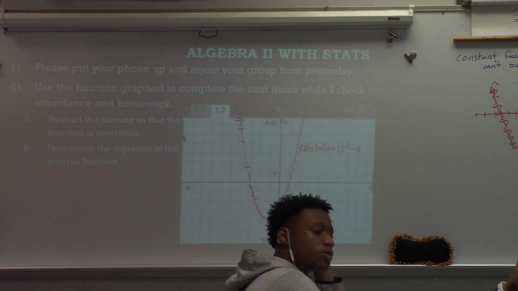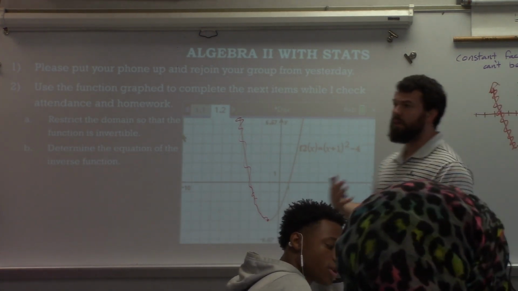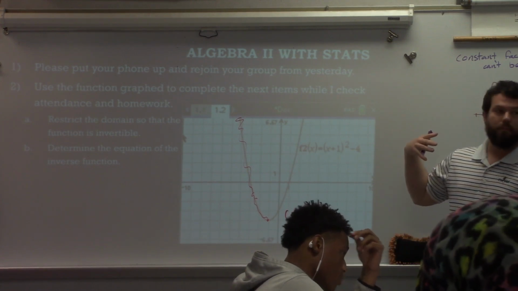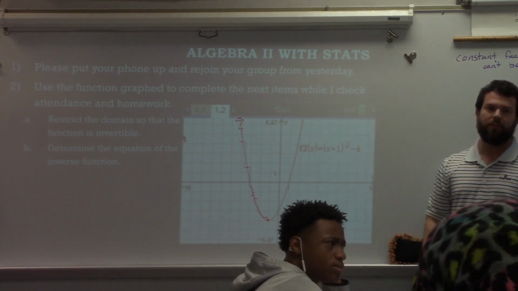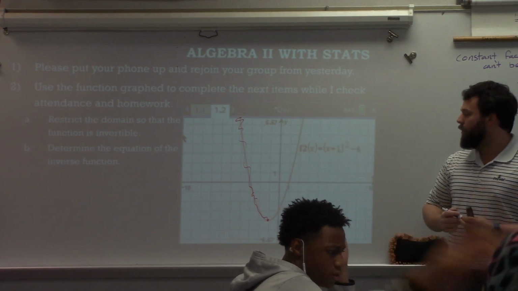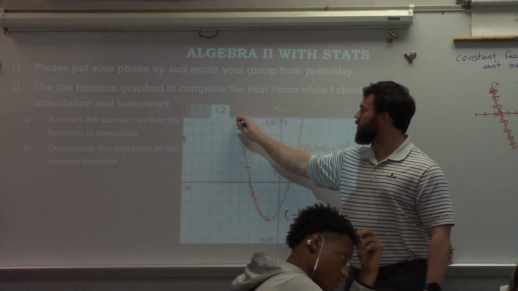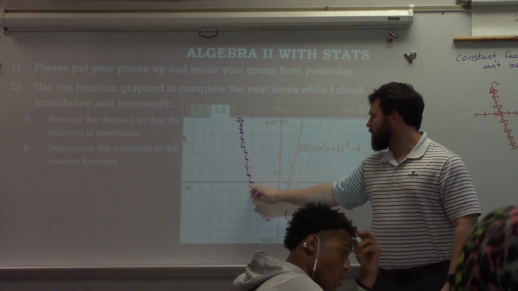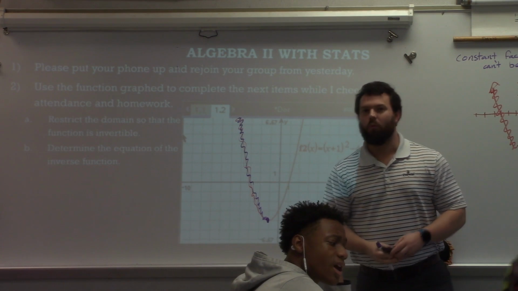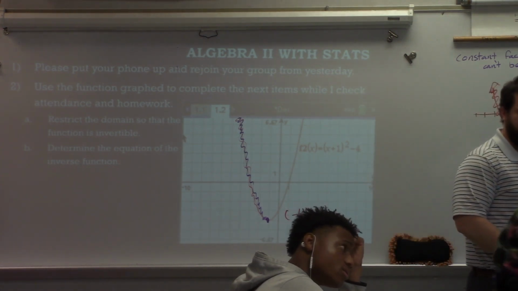So, right here, I think a lot of us remembered that in order to make the function invertible, we have to restrict the domain. That's part of the problem. But why did all the groups take out literally half of the parabola? Because that's what you told us to. So why? So we can pass the vertical line test.